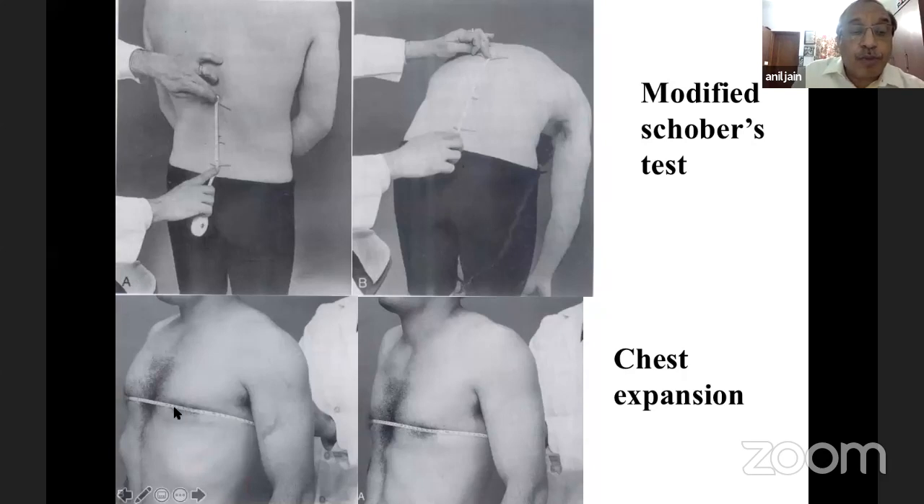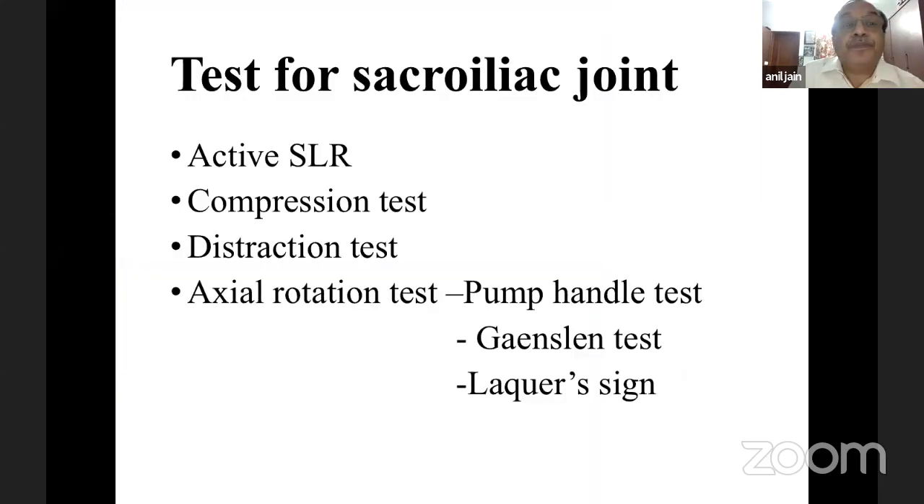Chest expansion is to be measured at the level of nipple. And there are certain conditions where you have to take the measurement, deep inspiration and deep expiration, and the difference in the two. And generally it is about 5 centimeter or more in adult persons.